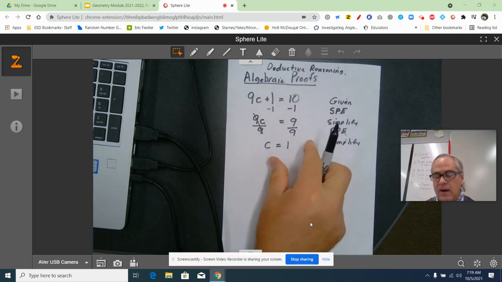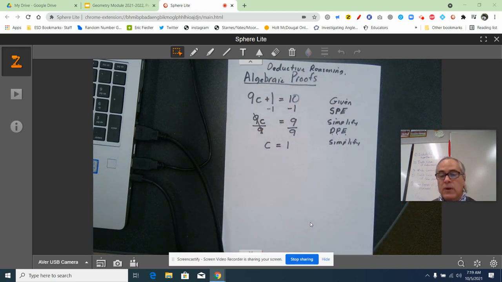This is what I'm going to have you do on a homework assignment or practice assignment in class. And so make it look like this and make sure you apply the appropriate properties.